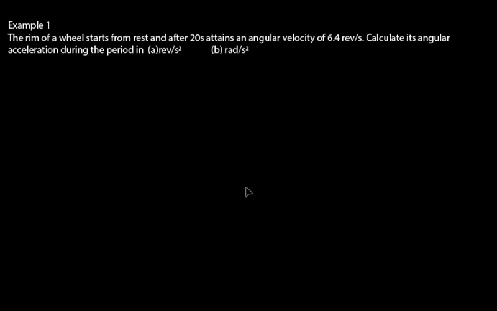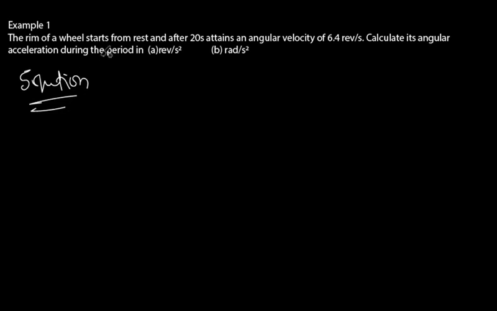So we have example number 1. A rim of a wheel starts from rest and after 20 seconds attains an angular velocity of 6.4 revolutions per second. Calculate its angular acceleration during this period in (a) revolutions per second squared, and in (b) radians per second squared. So this is very easy. Let's look at the solution.